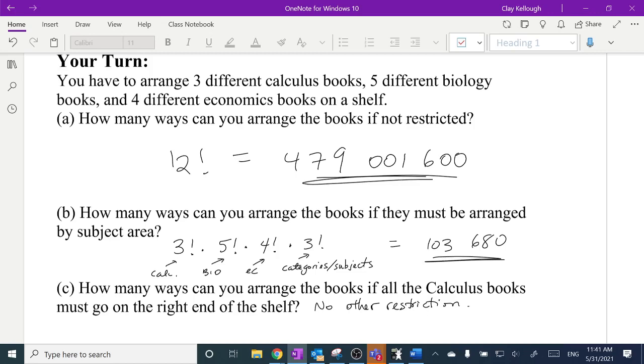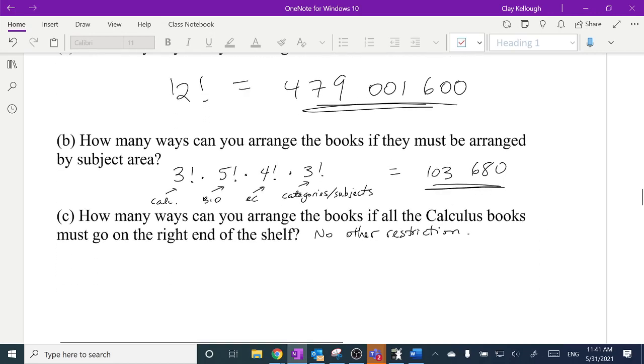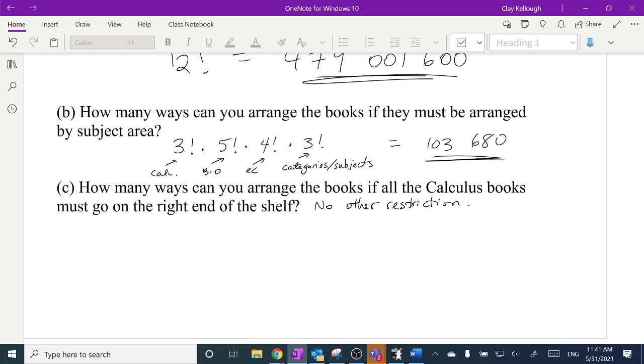Now, what do you do for this one? Okay, well, how about you just go, okay, on the right-hand side of the shelf, the calculus books have to sit by themselves, which means that it is 3 factorial, and to the left of that, there's just 9 books that have to be randomly put in. So yep, you had the right answer.